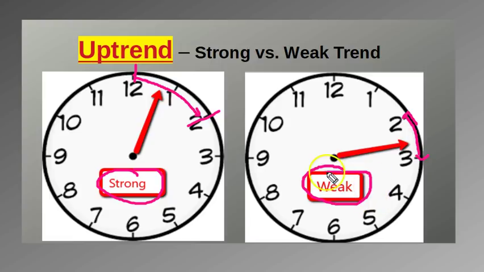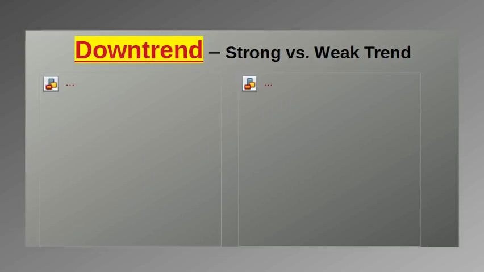That's very weak. So when you look at a chart, you want to imagine the minute hand on the clock, and your price is moving between the 12 and 2 position. That would be a very strong uptrend. Here, a very weak uptrend between the 2 and 3 o'clock position. So that's the lesson between strong and weak. Let me just take that off, and now we move to a downtrend.